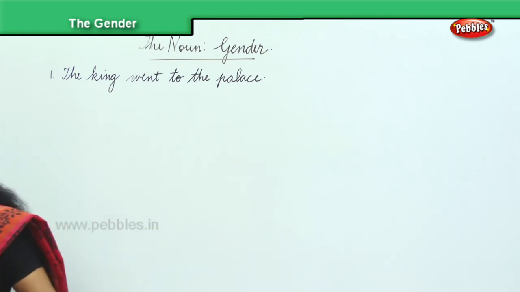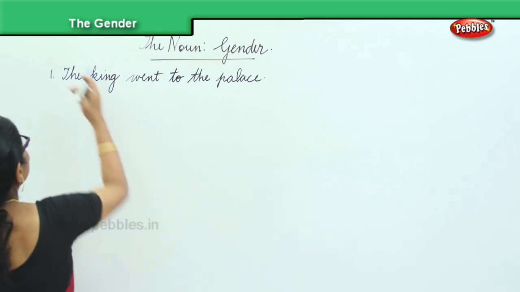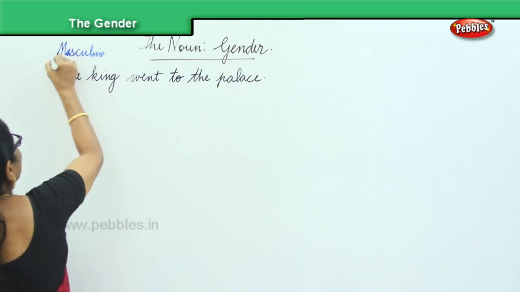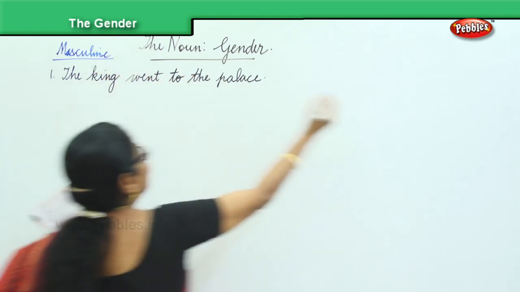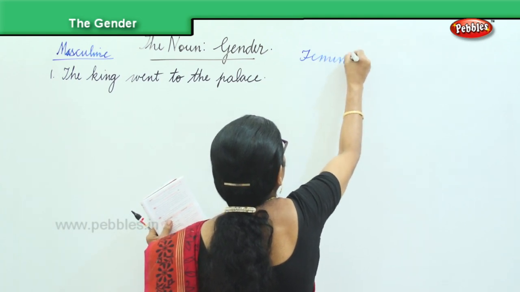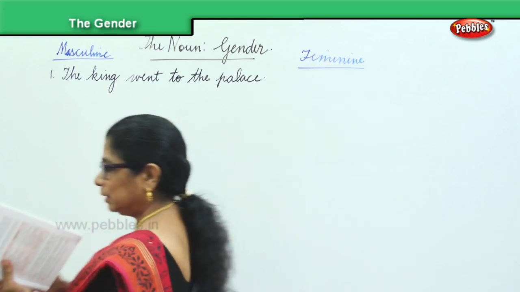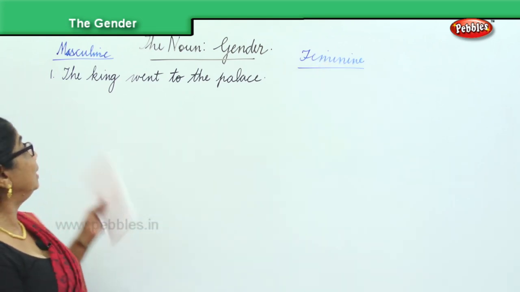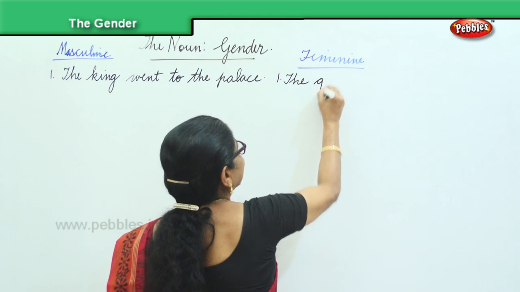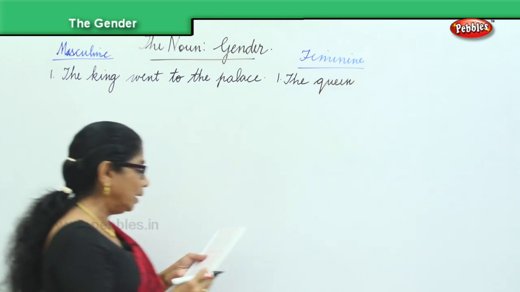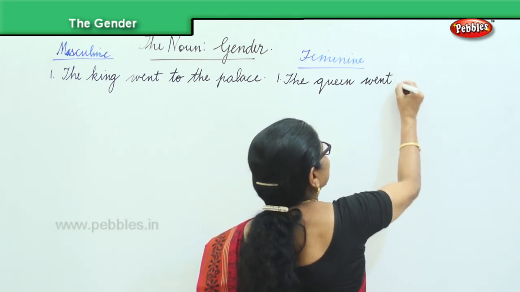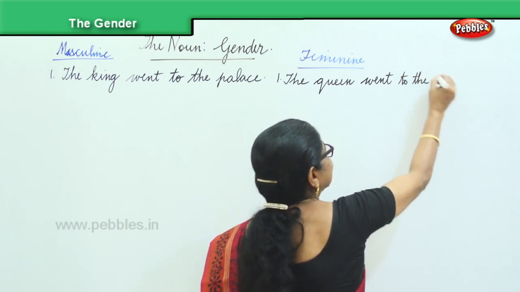And then we need to do feminine gender. So this is masculine. We are doing the masculine gender, and then we are going to change it into feminine. That's what we are doing now, changing the masculine and the feminine. The king becomes the queen. That's all, just a single word. The queen went to the palace, that's all.